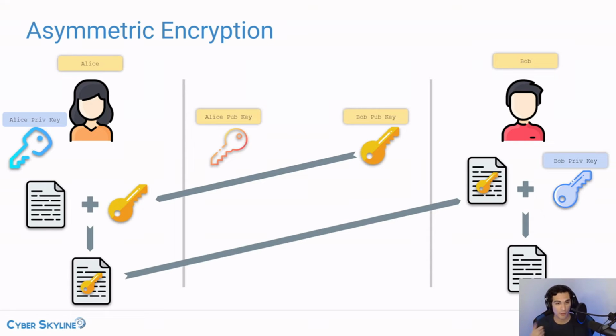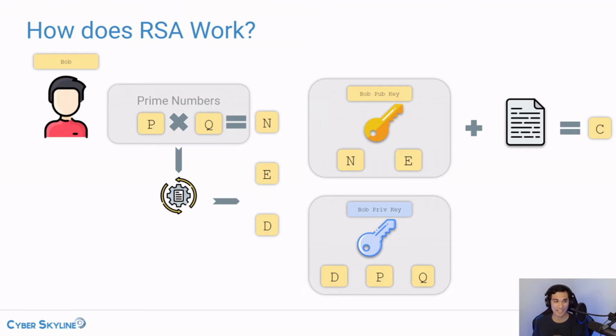So I'm going to show you the process of Bob generating his public and private key. The oversimplification of how RSA works is that Bob is going to generate two random prime numbers. These are supposed to be two very large prime numbers, and I'll explain why they should be large. But he's going to generate two prime numbers, and we're going to call them P and Q.